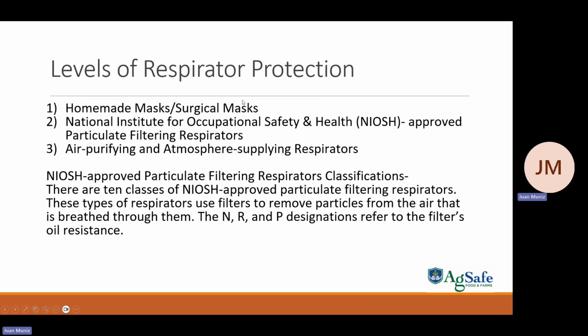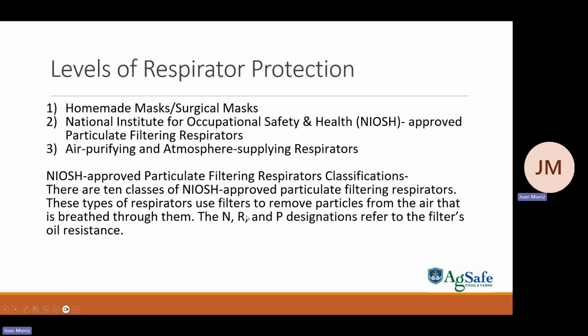Surgical masks and N95s and those types of masks are the lowest protection. Then number 2 is the National Institute of Occupational Safety and Health, also referred to as NIOSH, approved particulate filtering respirators, which would be a little higher protection. And 3, air purifying and atmosphere supplying respirators. So those NIOSH approved particulate filtering respirator classifications, there are 10 different classes of those types of filtering respirators.